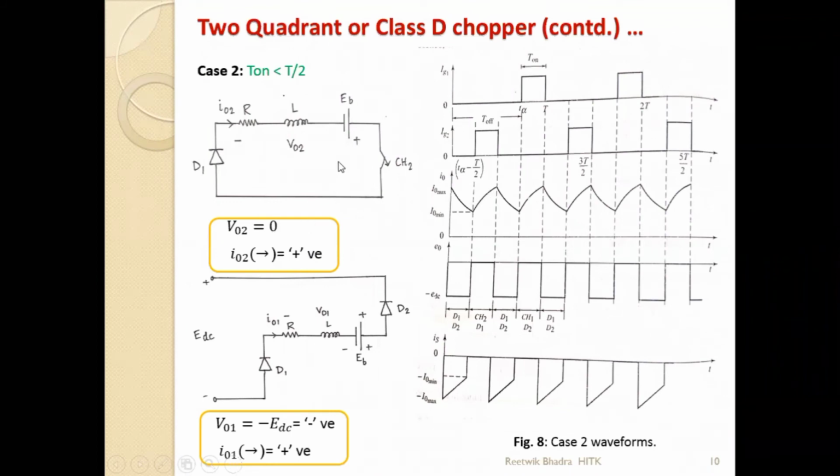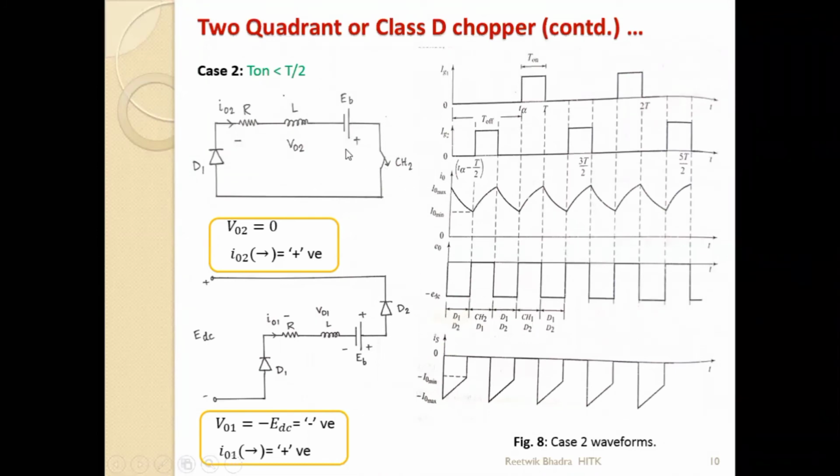Okay. What will be V02? At steady state, this V02 will be nothing but VD1 plus VCH2. That is, at steady state, it will be 0. So V02 during this region is plotted at 0. What is on during this period? CH2 and D1.